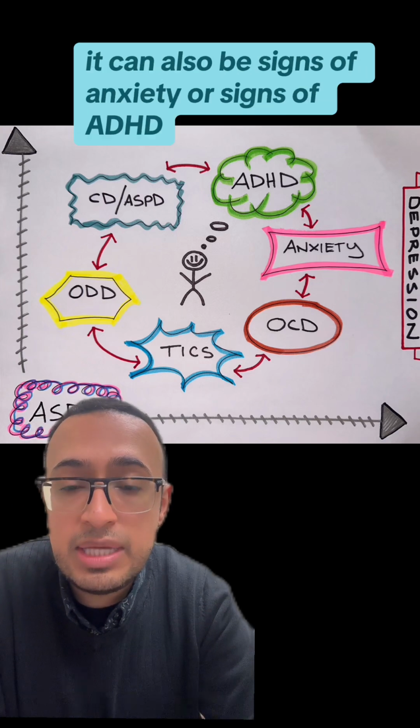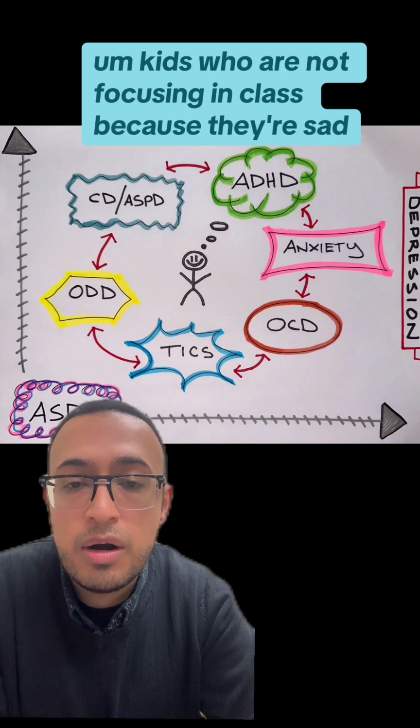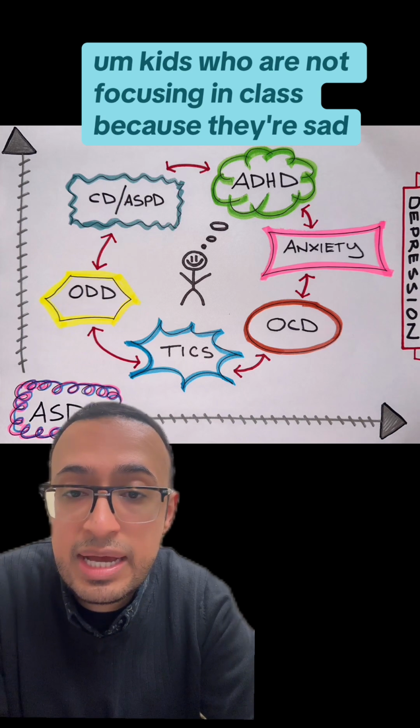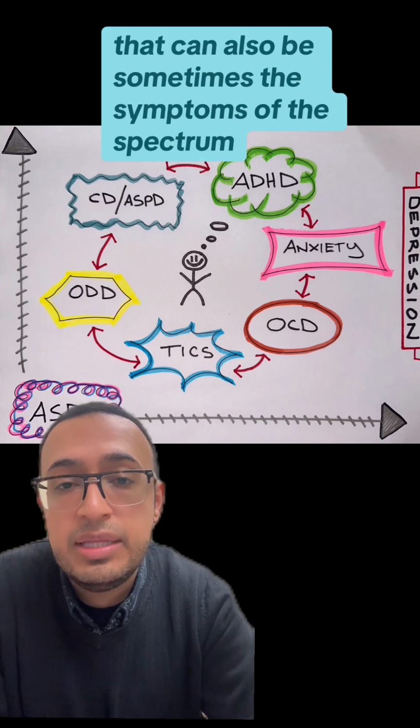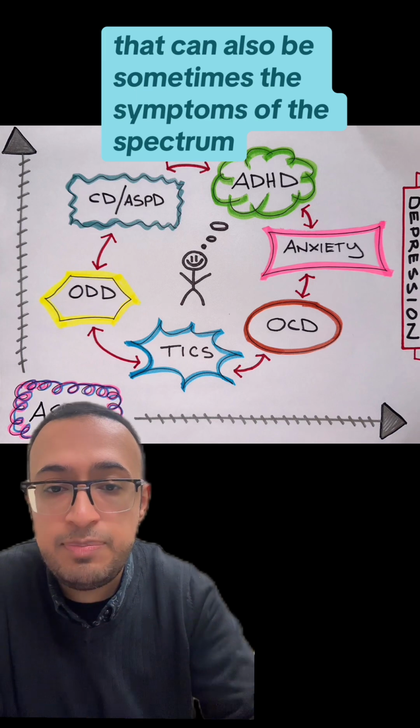can also be signs of anxiety or signs of ADHD. Kids who are not focusing in class because they're sad or they're having really intrusive thoughts. Sometimes they don't talk a lot. That can also sometimes be the symptoms of the spectrum.